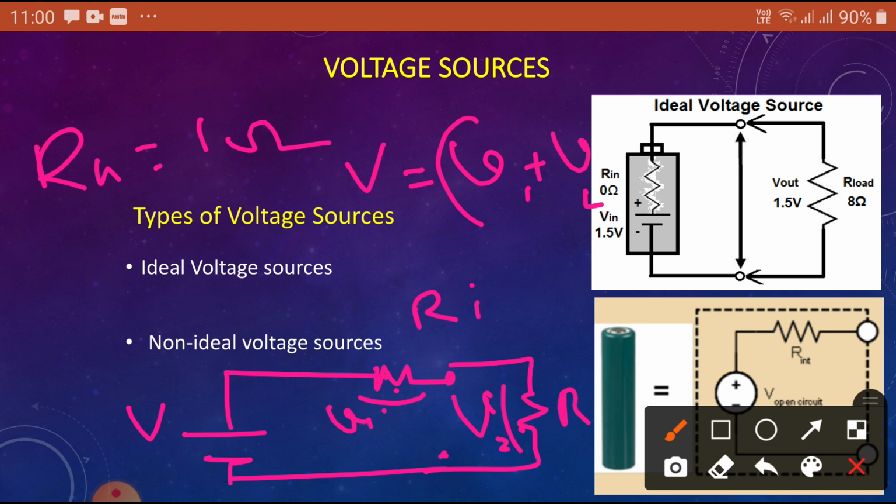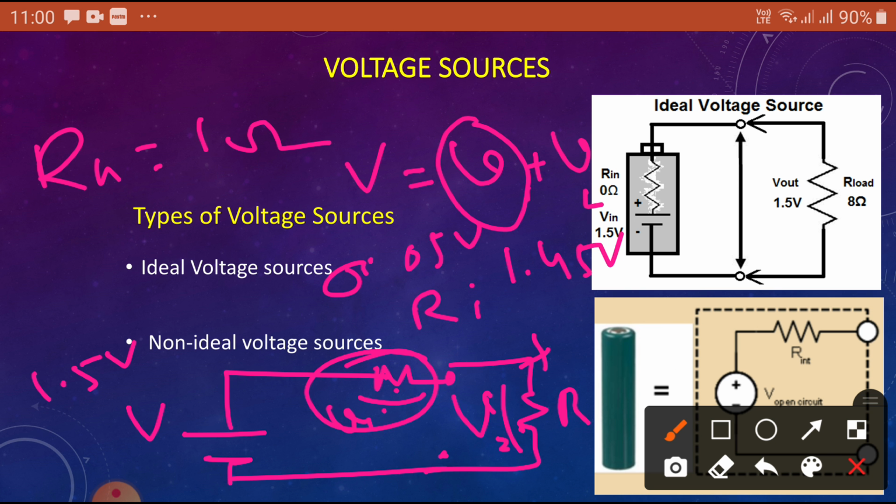Whatever it may be, it may be a small value. For example, here the source is 1.5 volts, your father's volts, and your mother is receiving only 1.45 volts. That means 0.05 volts is taken by the internal resistance drop. That is known as a non-ideal voltage source. Here the internal resistance is not equal to 0. There is a small amount of resistance, known as the internal resistance. We cannot avoid this.